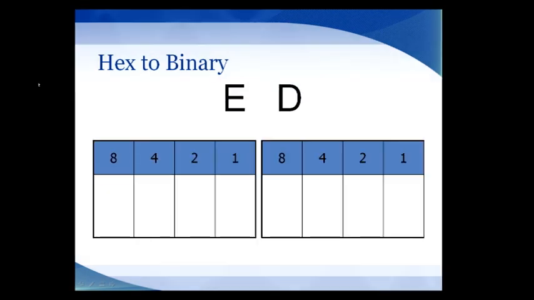So we're going to convert the number ED. Yes, it's a hex number even though it's ED. ED is going to be converted into binary. So first we're going to split the number into 2 digits and then convert each of those digits separately.